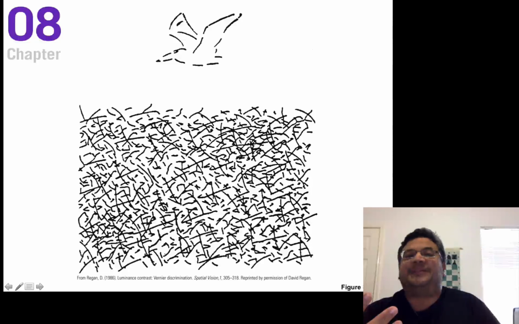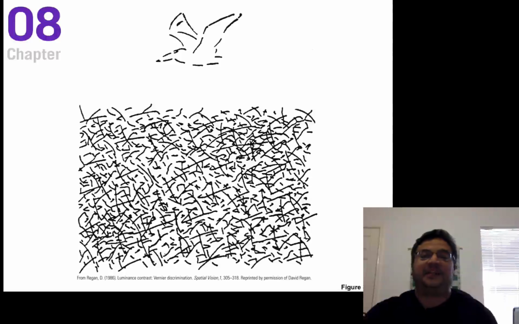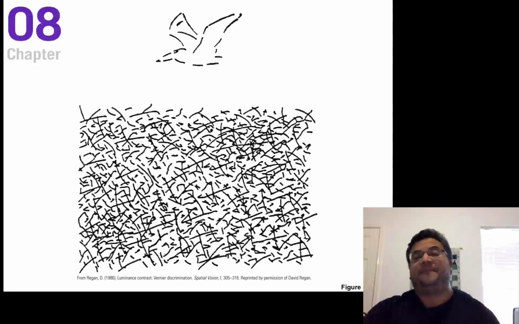We don't perceive it until it moves. And then as soon as it moves, our brains work to organize this jumble of moving lines into something that we can understand. And in which case, that something we can understand is going to be the shape of a bird.